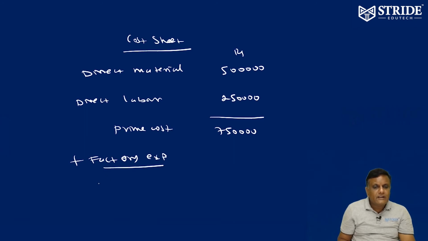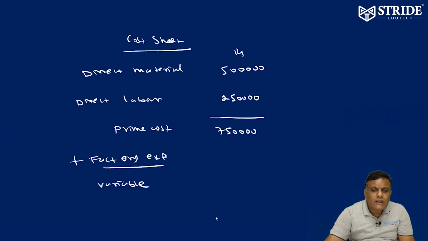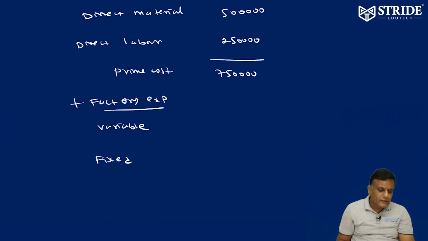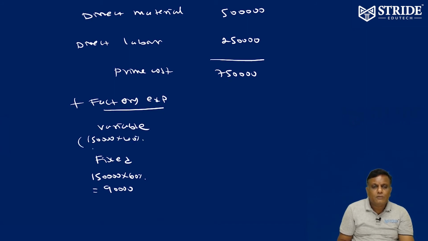Here, factory expenses we can divide into two categories: one is variable expenses, another one fixed. Total factory expenses are 1.5 lakhs. Out of 1.5 lakhs, 60 percent are fixed, that is equivalent to 90,000. Then 40 percent are variable, that is equivalent to 60,000.